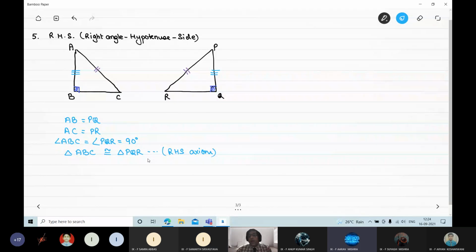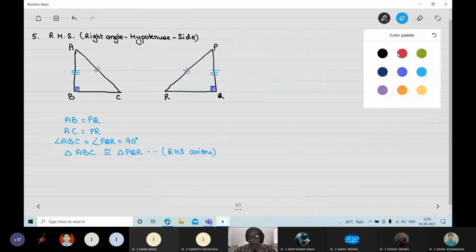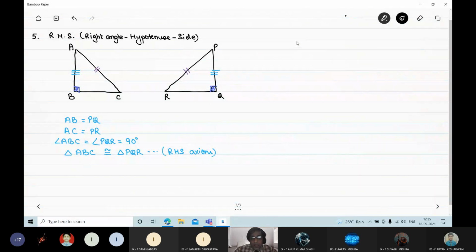Now, RHS can only be applied to right angle triangles, but all right angle triangles cannot be proved congruent by using RHS. I'll give you an example. Suppose I take a right angle triangle like this. Let's say this is ABC. It's a right angle triangle.